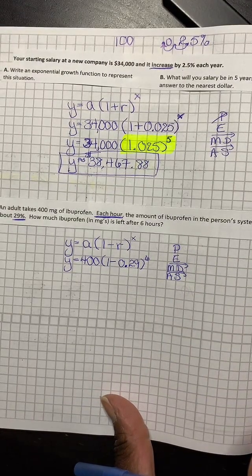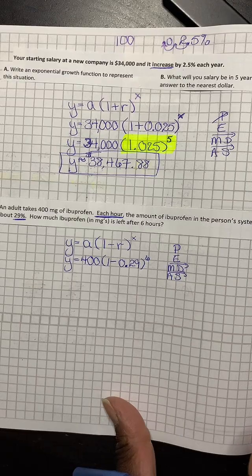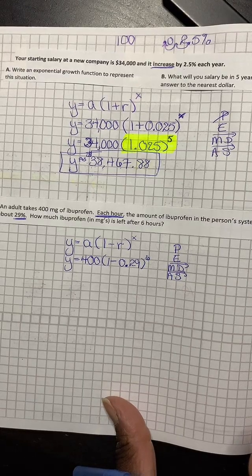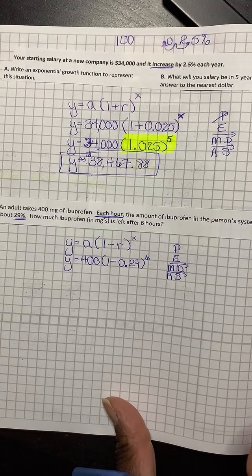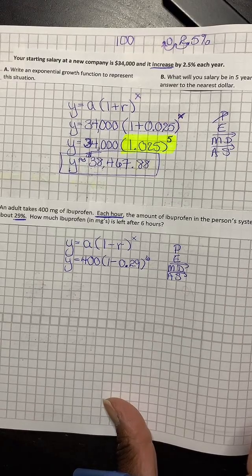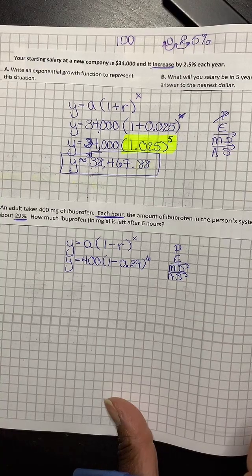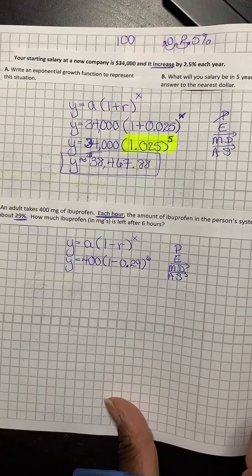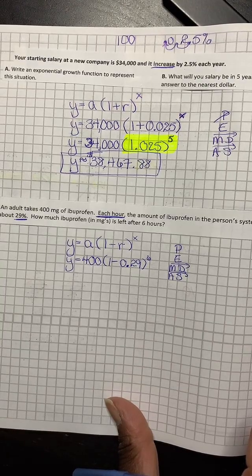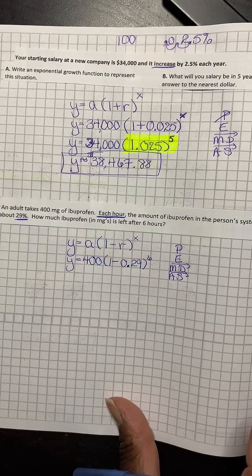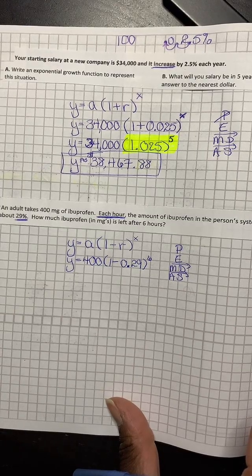All right, so you got to do what's inside. Let's do what's inside the parenthesis first. Then raise it to the 6th power. Then take that answer and multiply by 400 to figure out how much ibuprofen in milligrams, because we don't have to do any conversion.